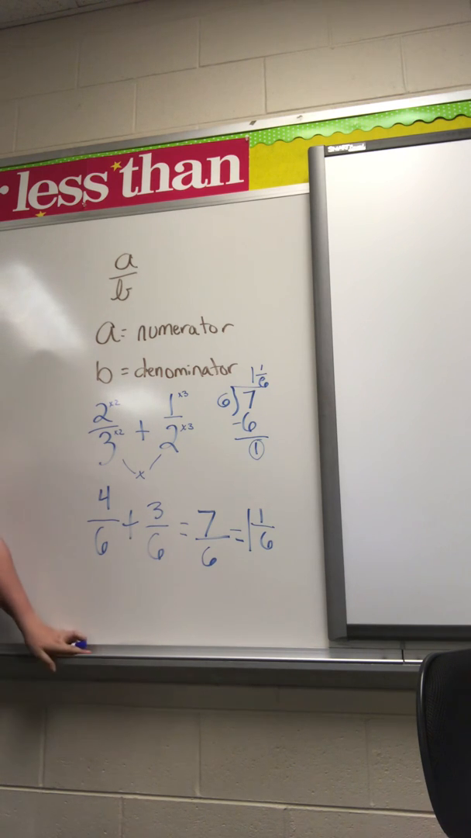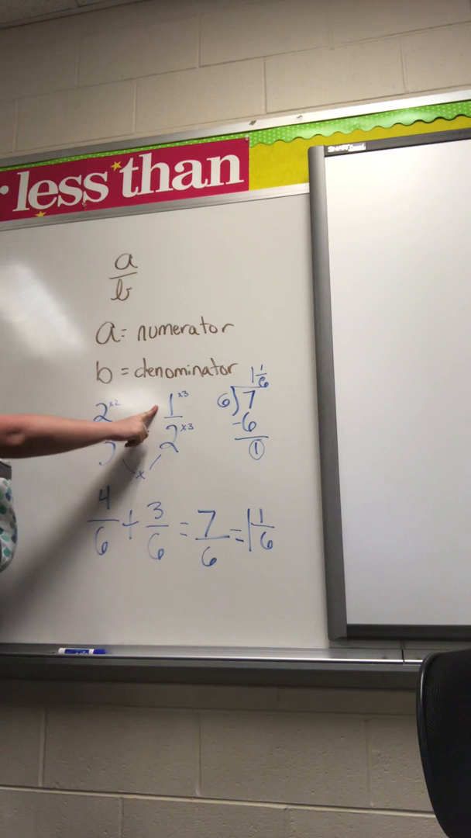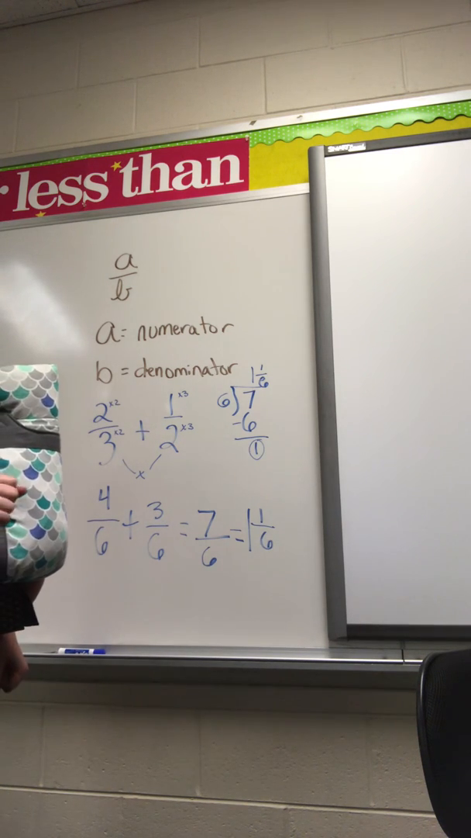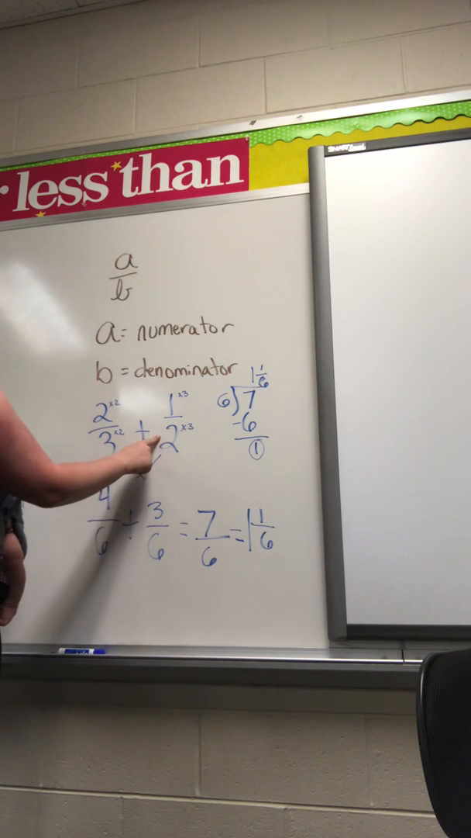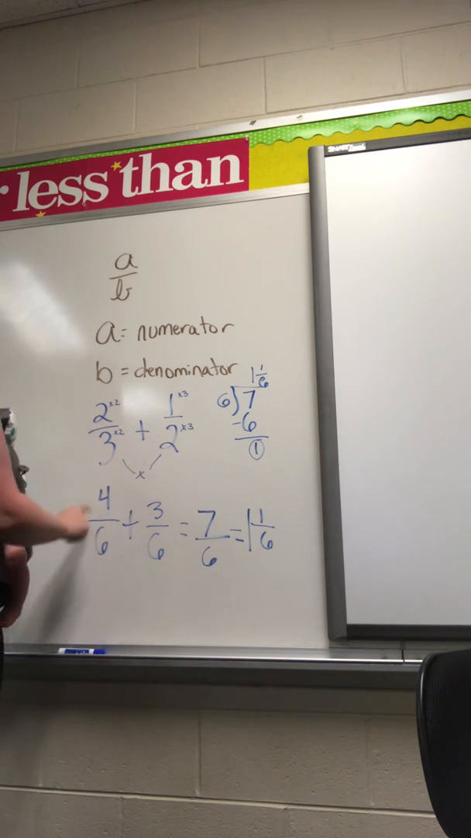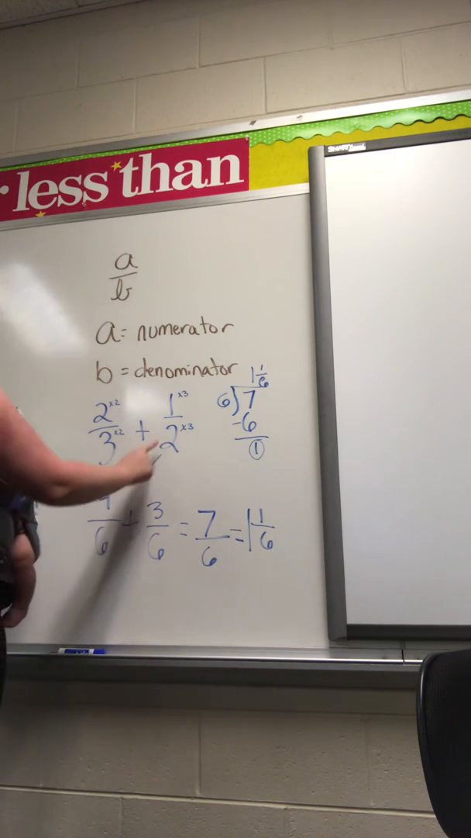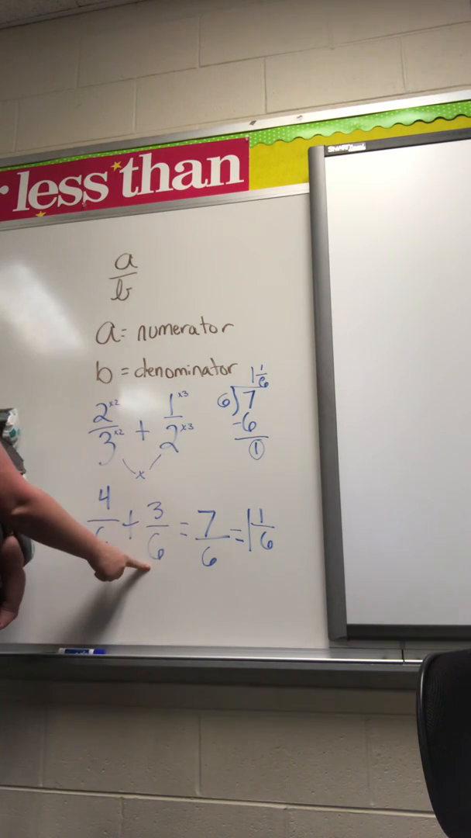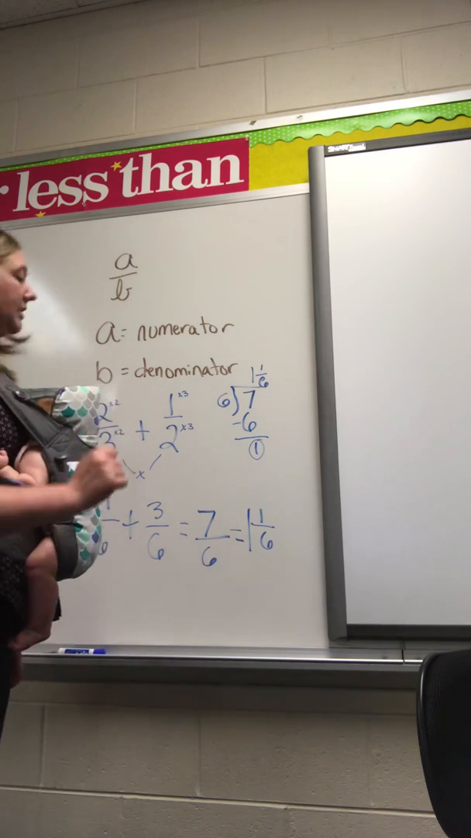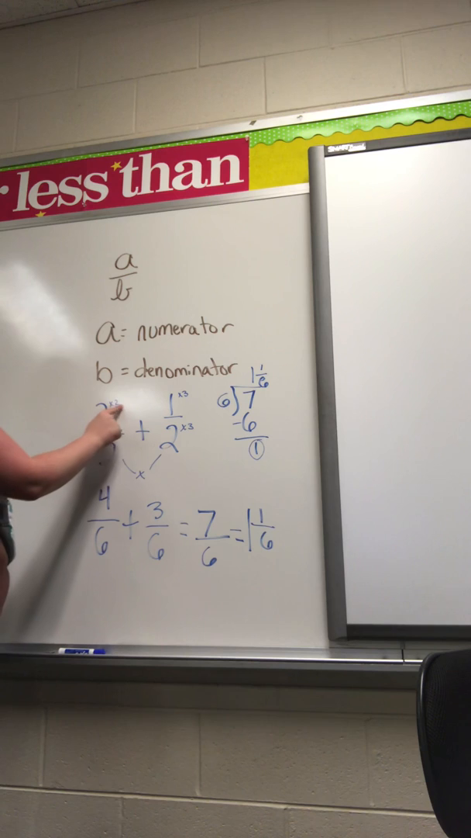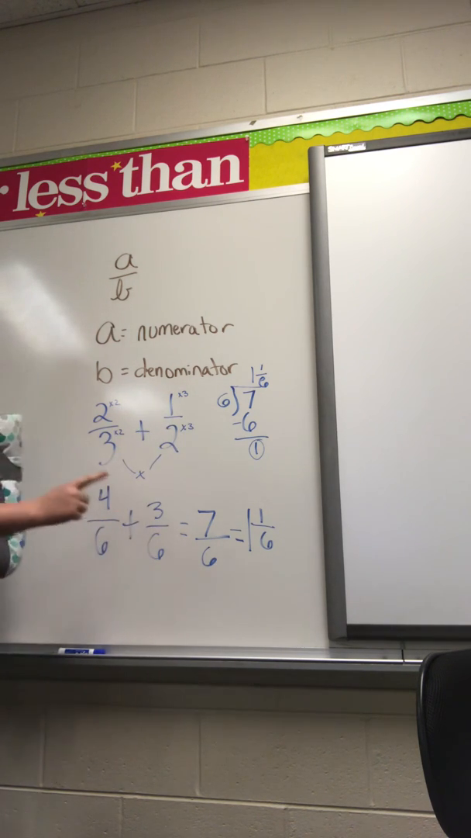The first thing that we did, we had 2 fractions with unlike denominators. We had to find a common denominator. So we multiplied those 2 values by each other. 3 times 2 gives us 6. 2 times 3 gives us 6. Then we have to do to the numerator the same thing that we did to the denominator. 2 times 2 gives us 4. 1 times 3 gives us 3.